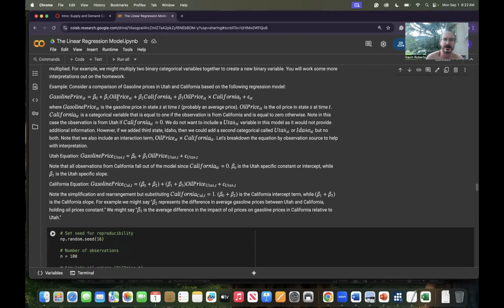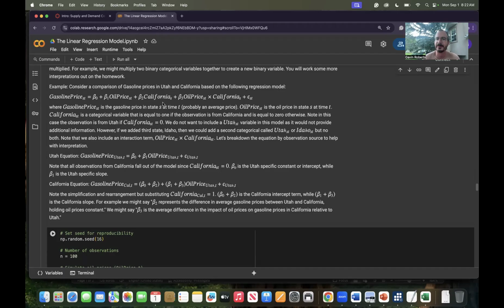Gasoline price in state S at time t probably depends on oil price in state S at time t, because that's the main input. A refinery takes oil and makes gasoline with it. So if oil is more expensive, the refinery has to pay more, and gasoline is going to be more expensive. That varies by state because California oil is more expensive. They have to import it on the ocean versus Texas, where oil is produced right there. So that varies by state.